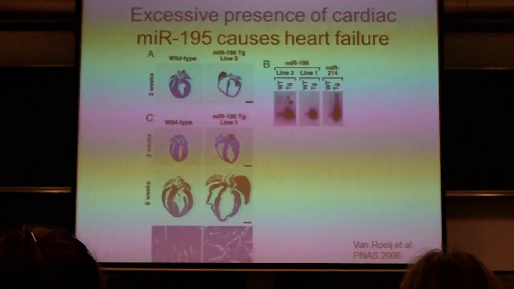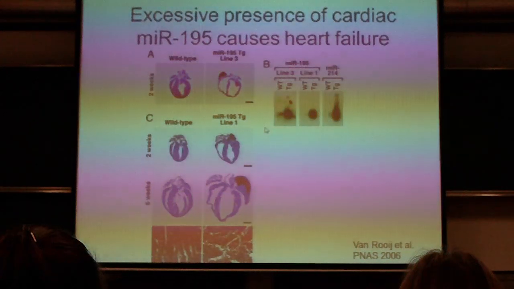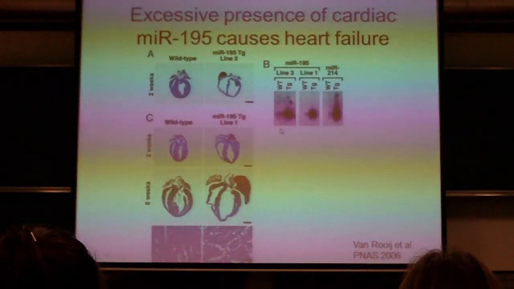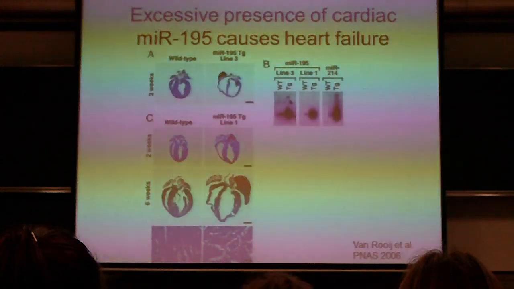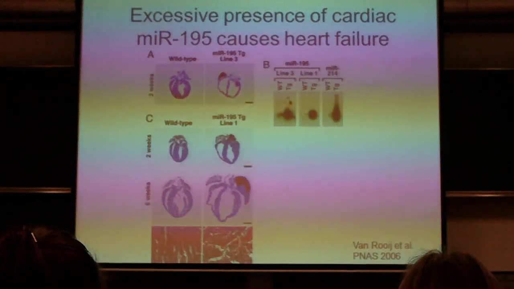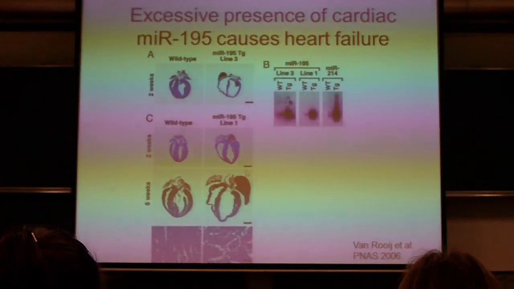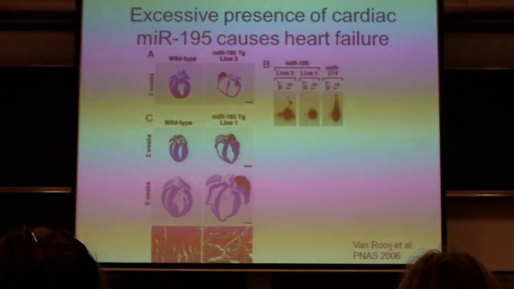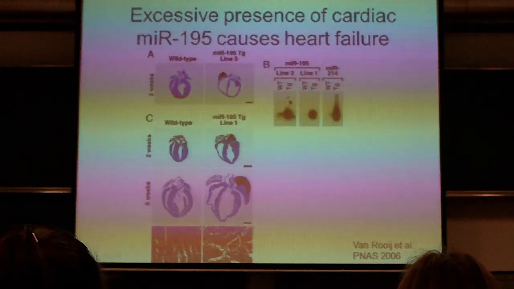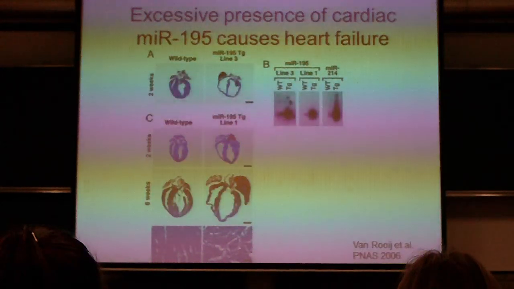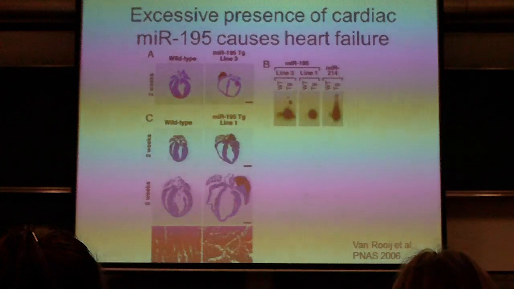And then there was another line that had a bit more modest overexpression of this microRNA. And these only developed heart failure in a later stage, but similar to line 3. They also have huge atria and very thin ventricles, and a lot of cells that actually do not belong in a normal heart. These are the blue cells you can see at the bottom.